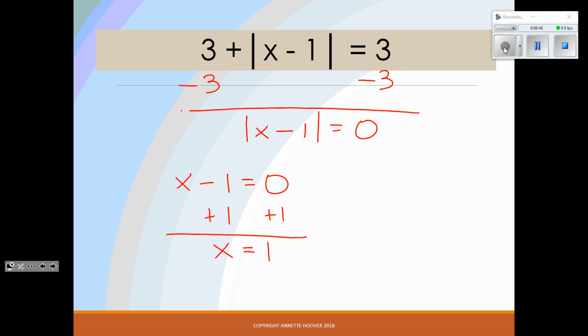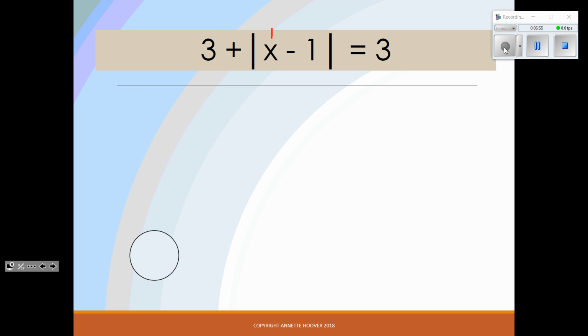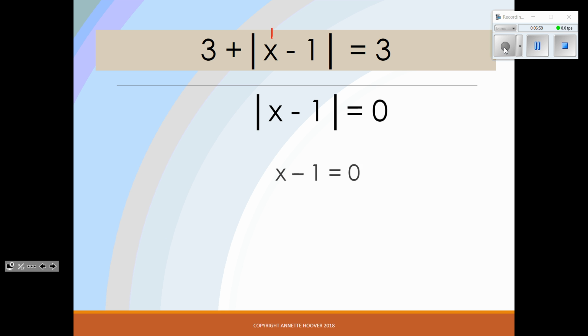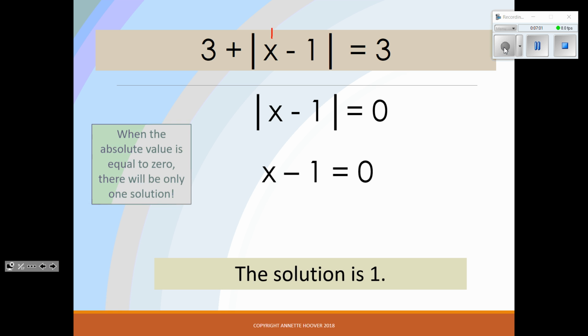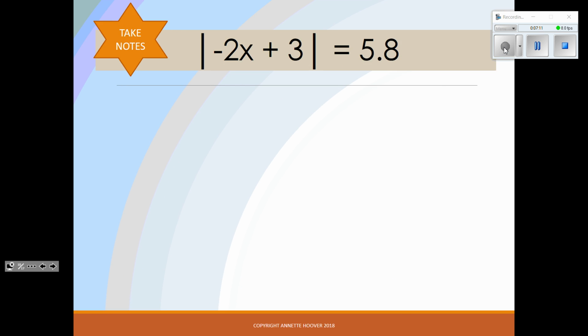Let's plug that back in. 1 minus 1 is 0, and 3 plus 0 is equal to 3, so it checks. So this one only had one solution because you can't do the opposite of 0 to set up the second equation. So here's a reminder, when the absolute value is equal to 0, there will only be one solution because you cannot do the opposite of 0.